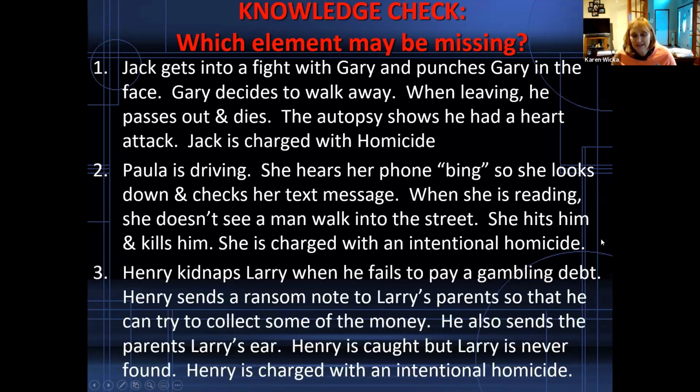Henry kidnaps Larry. He's failing to pay a gambling debt. Henry sends a ransom note to Larry's parents so that he can try to collect the money. He also sends the parents Larry's ear. Henry is caught, but Larry is never found. Henry is charged with intentional homicide.